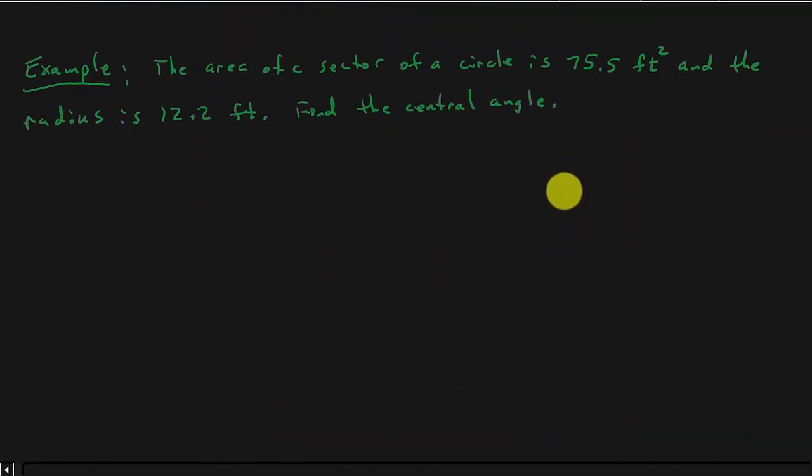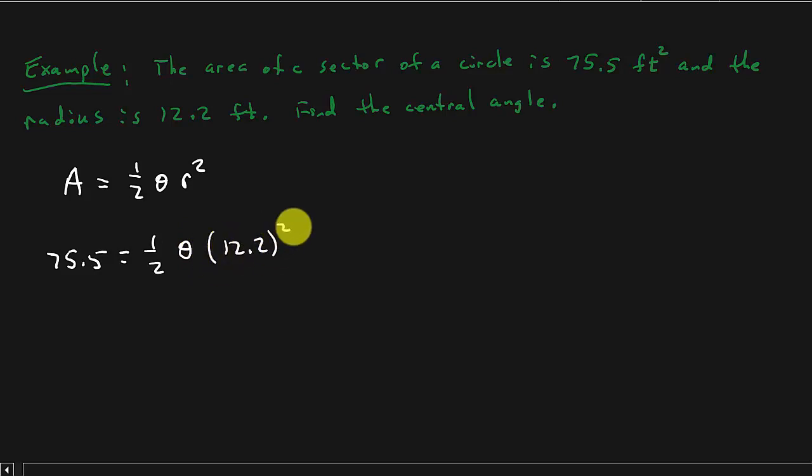All right. So it says the area of a sector of a circle is 75.5 square feet, and the radius is 12.2 feet. Find the central angle. All right, so write your formula down, and we're looking for theta, right? Did they give us information for everything else? Yes, we've got 75.5 equals 1/2 times theta. That's what we're looking for, times 12.2 squared. Just plugged everything in.